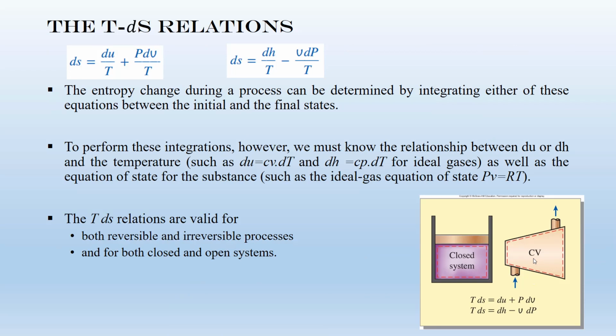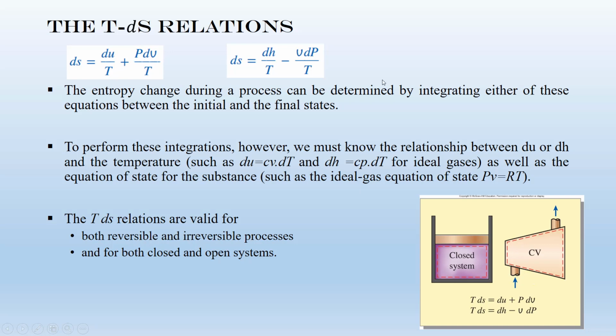To calculate, you use these two equations. You need to take the integral to calculate the delta S. So you need to have a relationship between du and temperature, and d nu and temperature, correct? You already learned this in chapters 3 and 4. You learned that du equals Cv dT, correct? Also you learned that dH equals Cp dT, correct? So you have a relationship between dH and temperature, and a relationship between du and temperature.